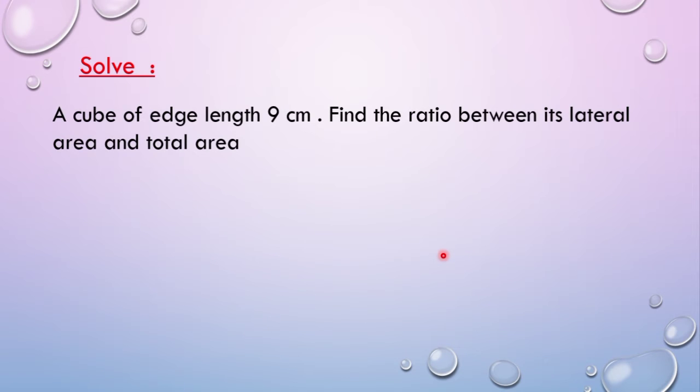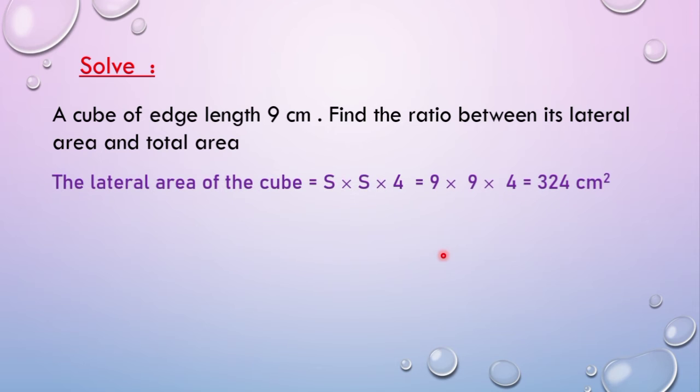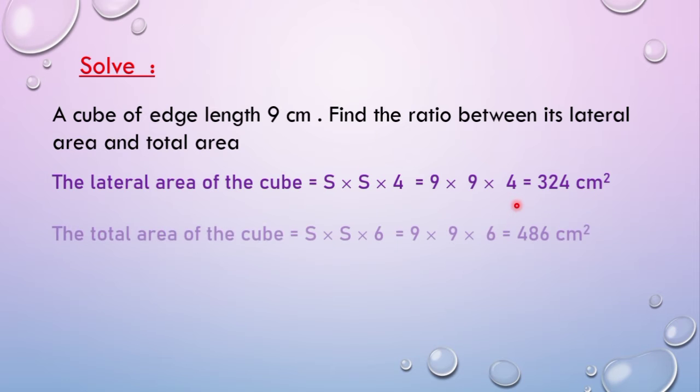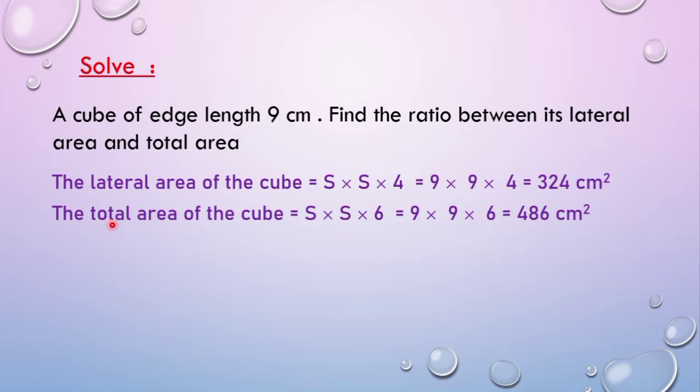Another one, a cube of edge length 9 centimeters. Find the ratio between the lateral area and the total area of this cube. Let's get the lateral area of the cube. I can use side times 4. So 9 times 9 times 4 will be 324 centimeters square. What about the total area? It will be side times 6. The side is 9, so I will make 9 times 9 times 6. It will be 486 centimeters square.